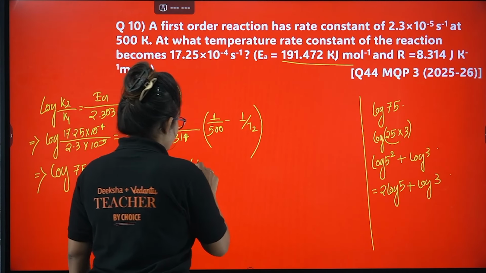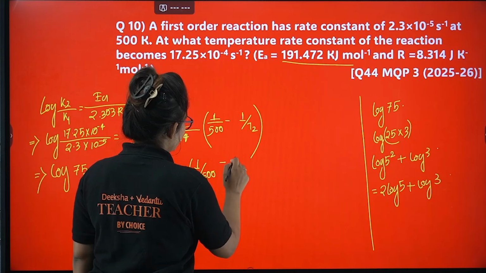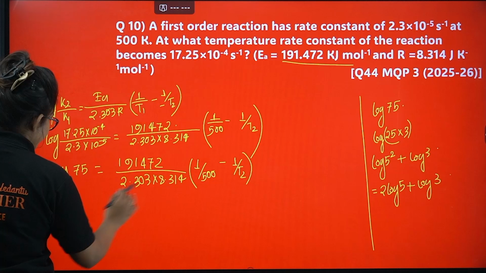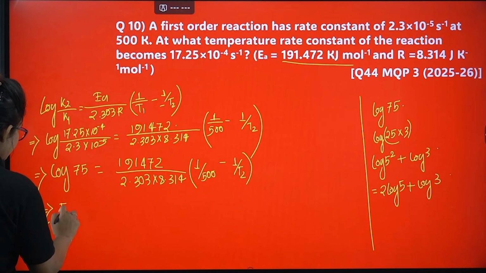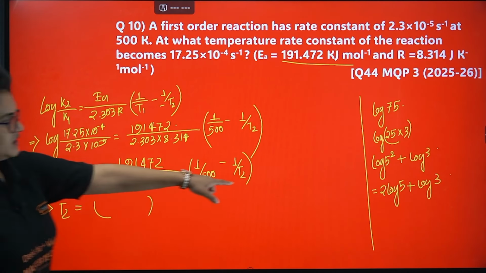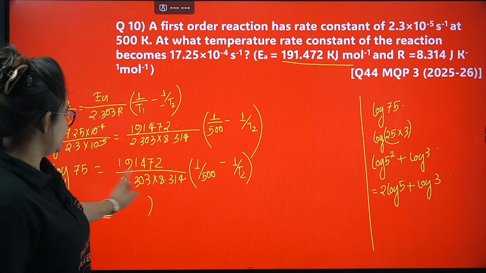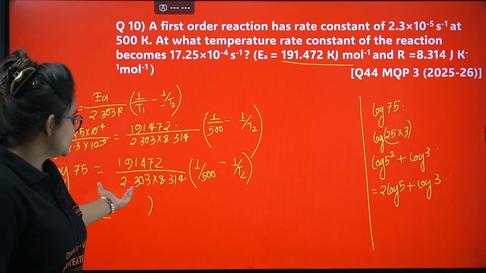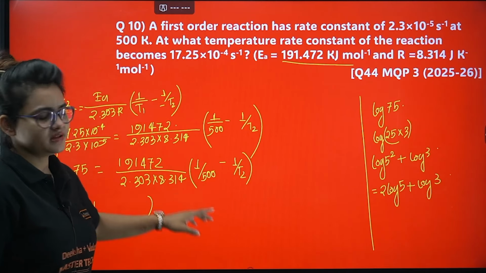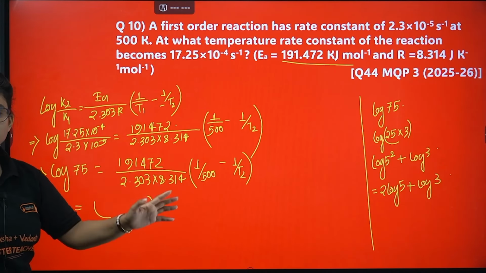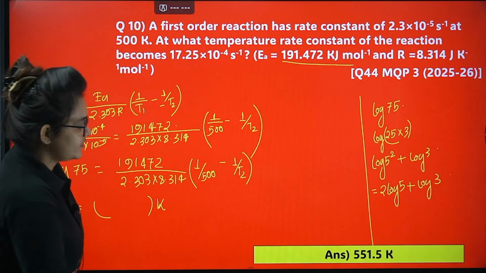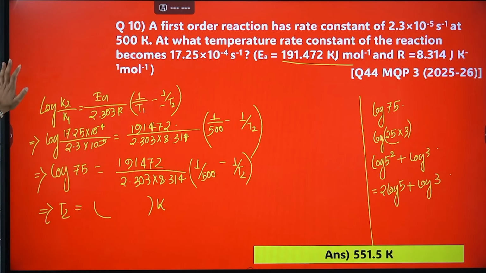So 1 by 500 minus 1 by T2. I am not going for a detailed calculation now. If you calculate further, your T2 value will come. You can simplify this: log 75 value from there, log 5 value you can put, log 3 value you can put, and you will get it. Or else you can directly put the value. Just take it to that side and take the reciprocal. You will be given a calculator, I guess you can do it. Your answer will come up to be something like 551.5 Kelvin. I guess this is okay.